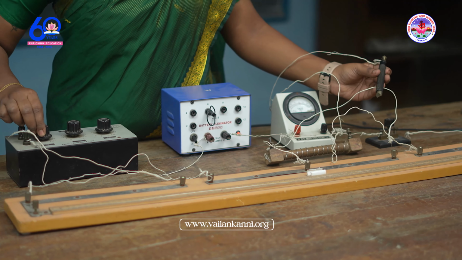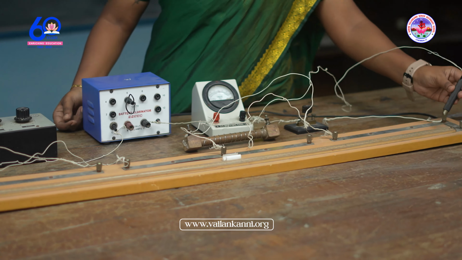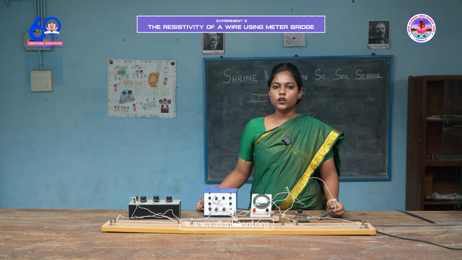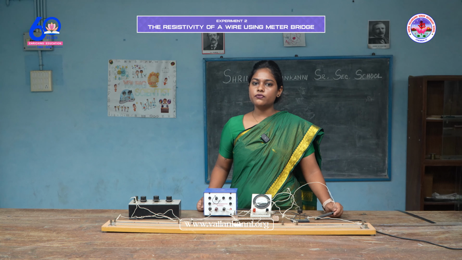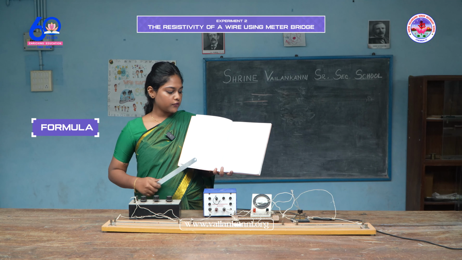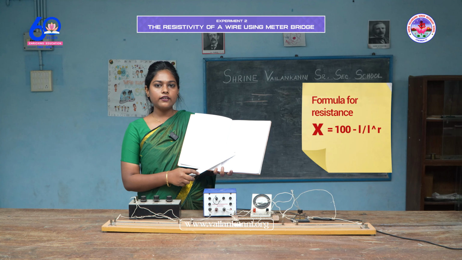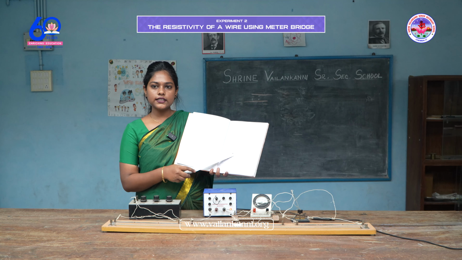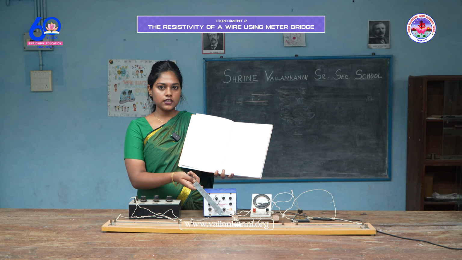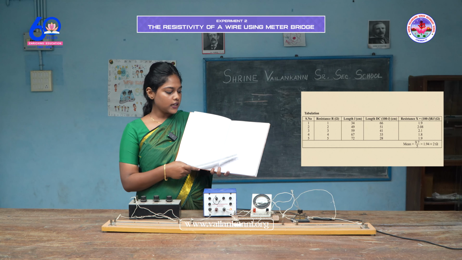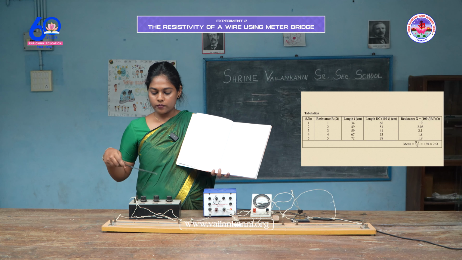Then we have to change the resistance to 3 ohms and repeat the same process. We can take readings for 5 ohms, and we have to calculate all the values and take the mean, which is the final result of this meter bridge experiment. The working formula for the resistance X is equal to (100 minus L) divided by L, into R. Here L is the length at which the null deflection occurs in the reading, and R is the resistance in ohms that we have set.